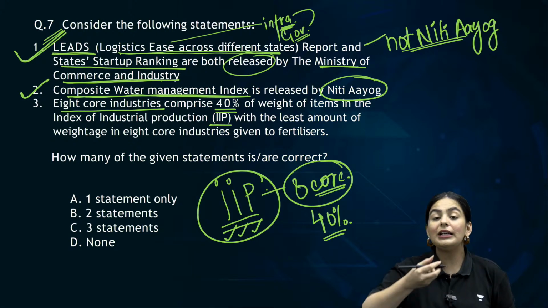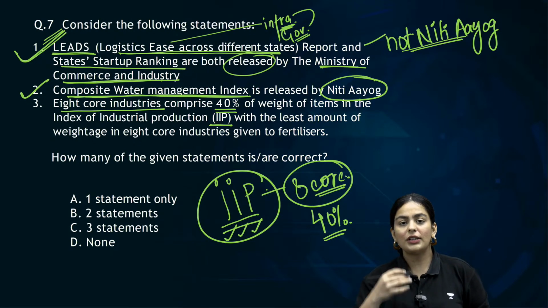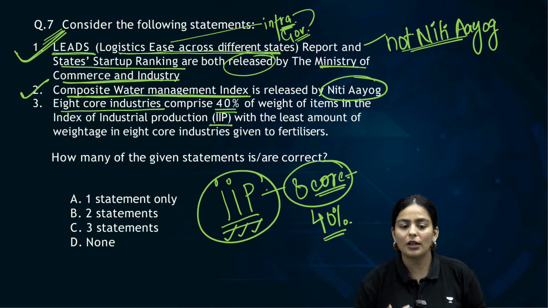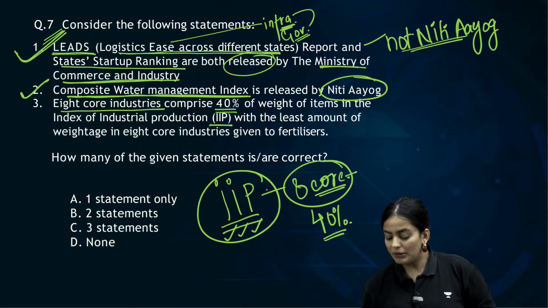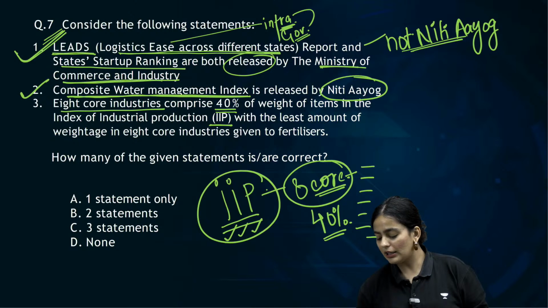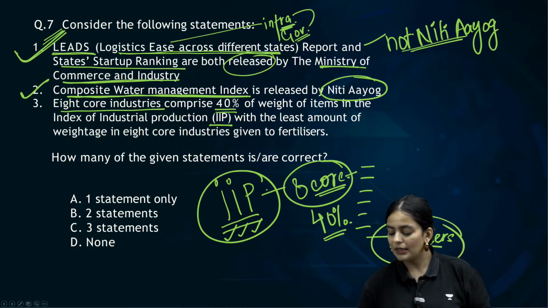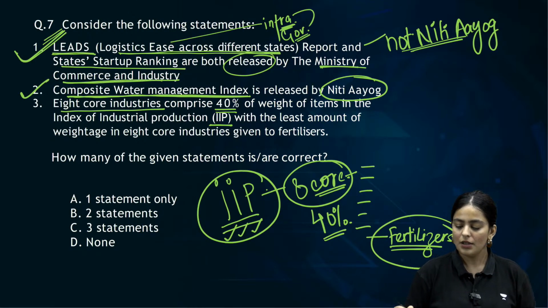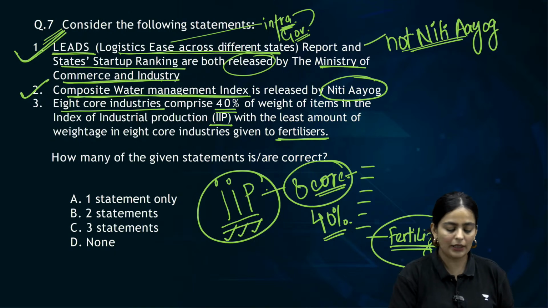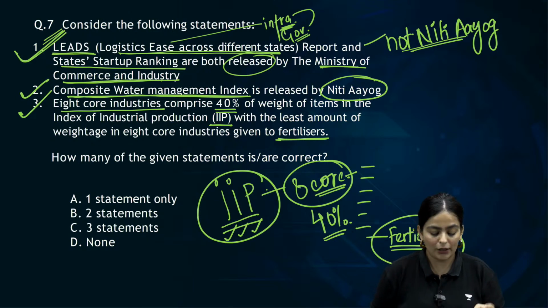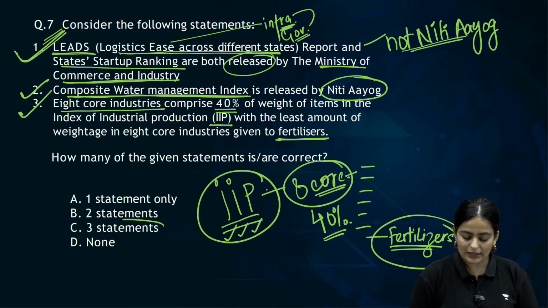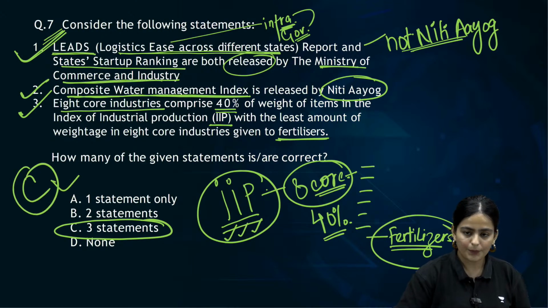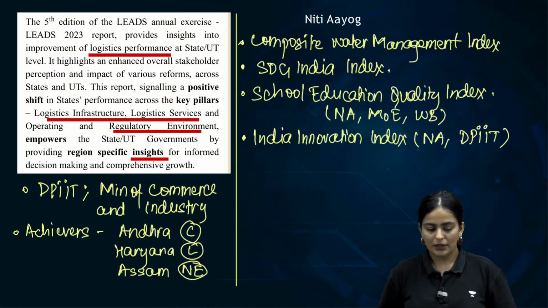That is correct, with the least weightage. Now in these 8, there are different categories, for instance refinery products, second is electricity and so on, but the least weightage amongst these 8 core industries is given to fertilizers. Clear about this? That is important. Clear? So that is given to fertilizers. Absolutely correct. Third is correct. So how many of the given statements is or are correct? All three statements given here are correct. All 3 statements. Clear? Let's discuss this.